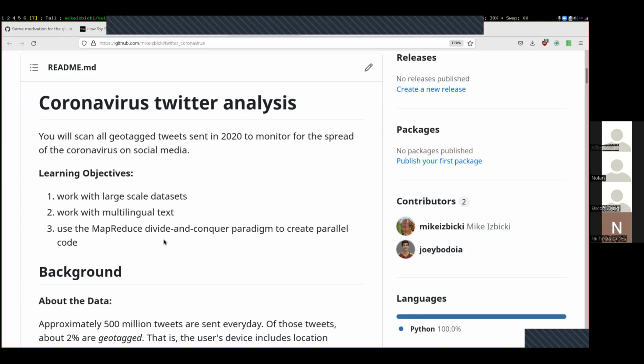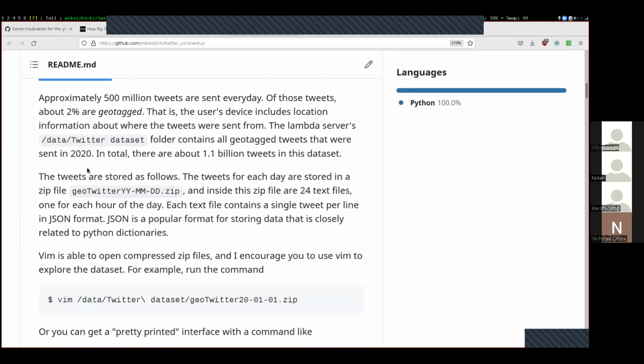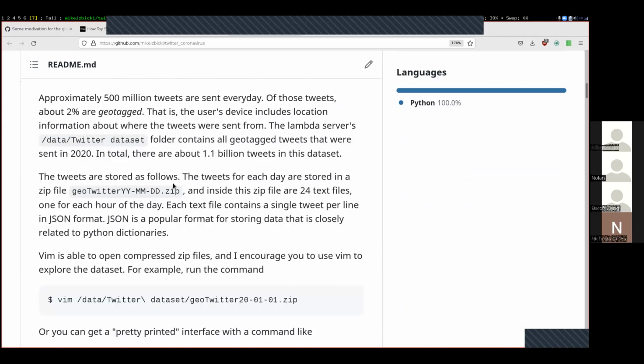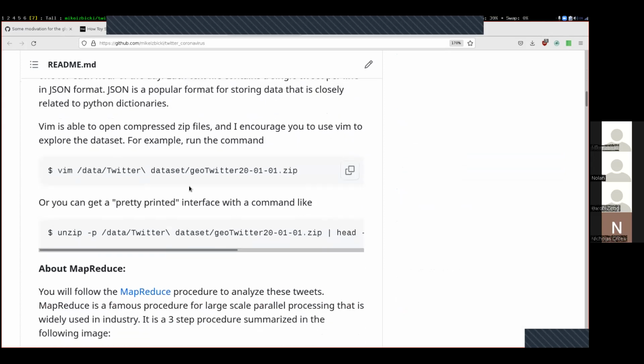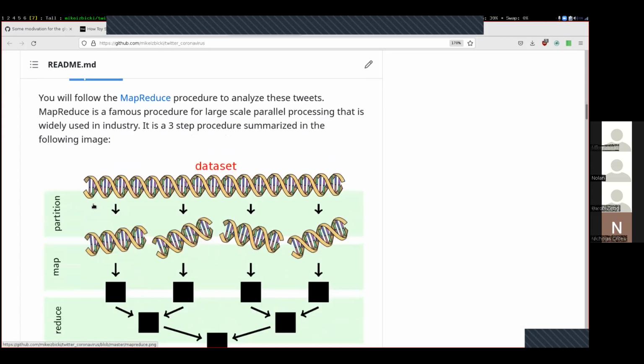The goal of this assignment is something that you'll be able to show to future employers, saying look at the cool things that I can do, and make them want to hire you. So for background, this about the data section right here covers things that you've already seen so far about where the data is stored on the Lambda server and the formats of the zip files. You can use this as a reference, but you've pretty much seen all this material and these commands down here. The first new thing here is this MapReduce procedure. So we'll talk about what that is and then about the assignment.